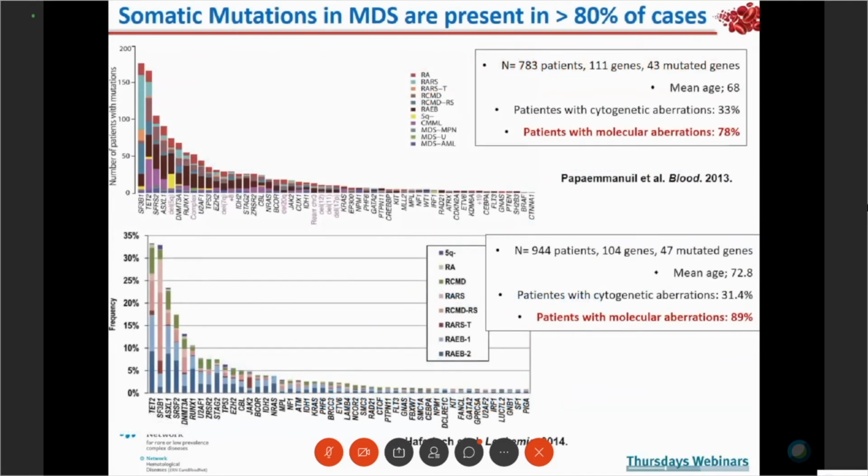Now, somatic mutations in MDS are present in the vast majority of cases, more than 80% of cases. These are the two pivotal studies, and these studies have not only shown that the majority of patients with MDS do harbor mutations, but also the frequency and the most frequent mutations that are present, being SF3B1 and TET2.